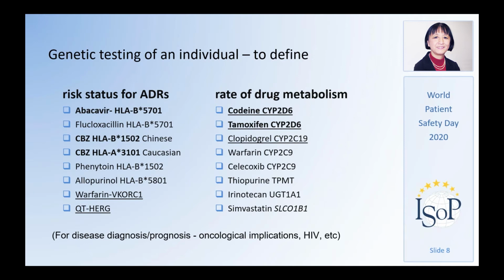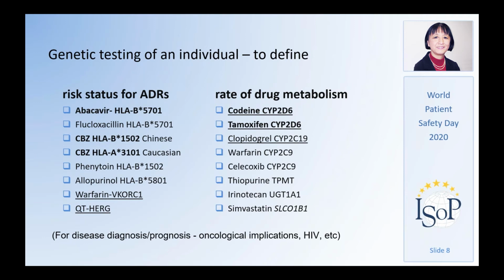For the biomarkers to define risk status for ADRs, there are specific genomic biomarkers, genetic alleles, for example, the HLA-B*5701 allele in the case of a specific drug, abacavir, with hypersensitivity reactions. So this type of biomarker usually is about immunologically related adverse drug reactions and HLA alleles with a specific drug.